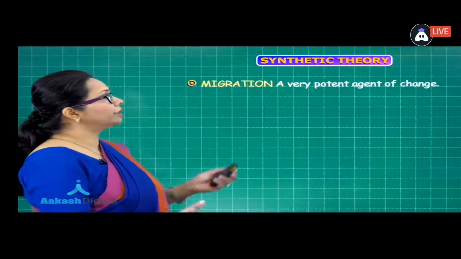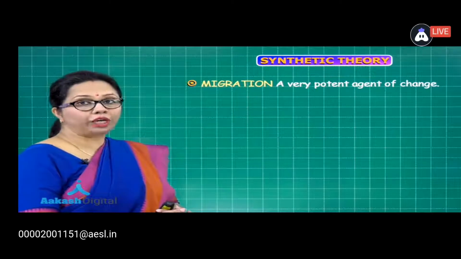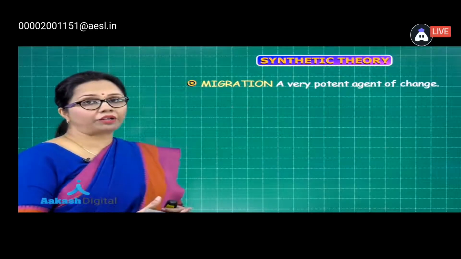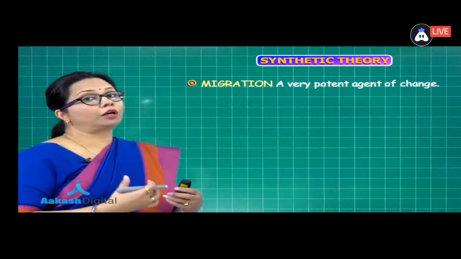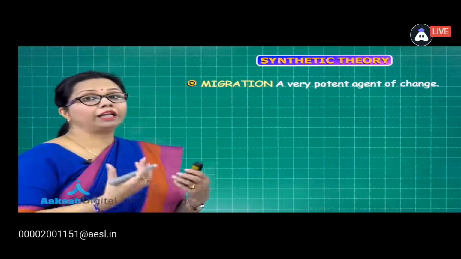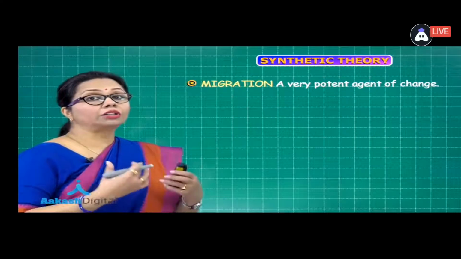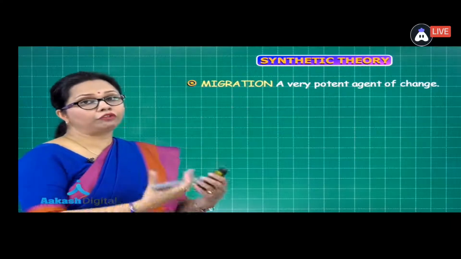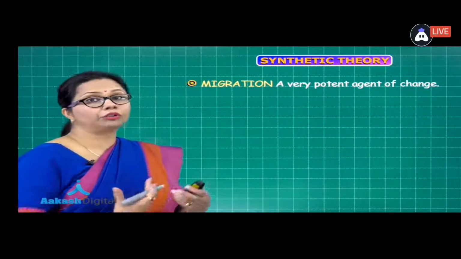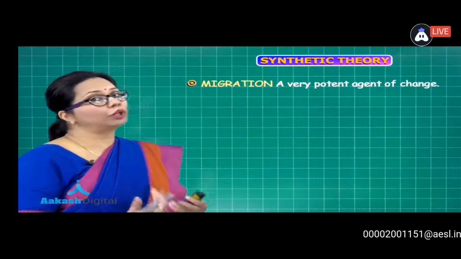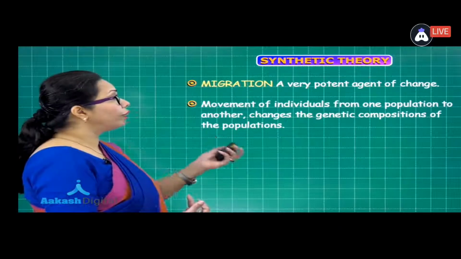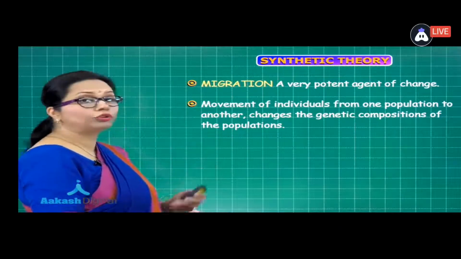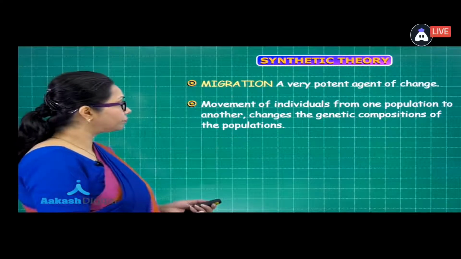Now, migration is again a very potent agent of change, and other than mutation, this is the only other factor responsible for changing alleles in a particular population, because it can introduce a new allele in a population, and if individuals are moving out from a population, then an allele can be moved out as well. So, movement of individuals from one population to another changes the genetic composition of the population.